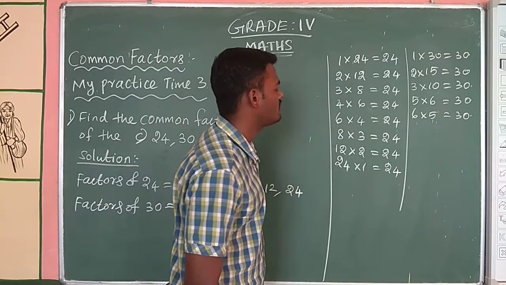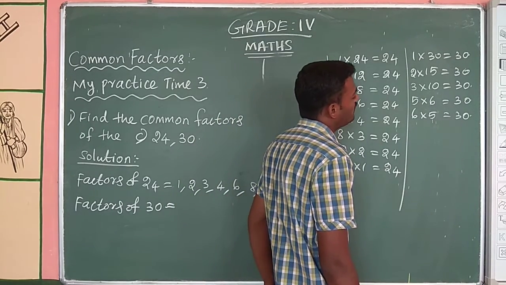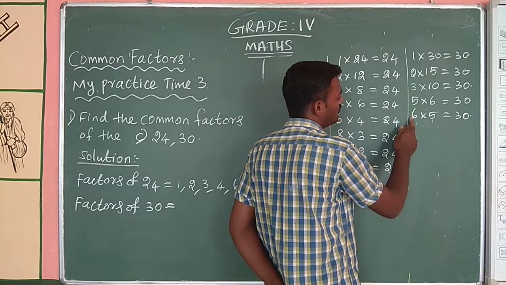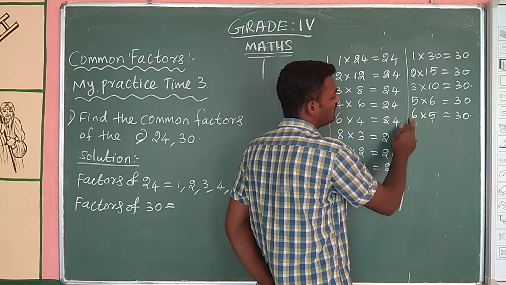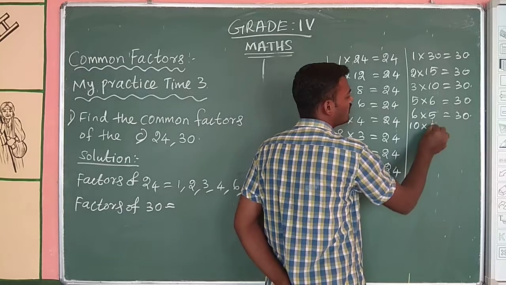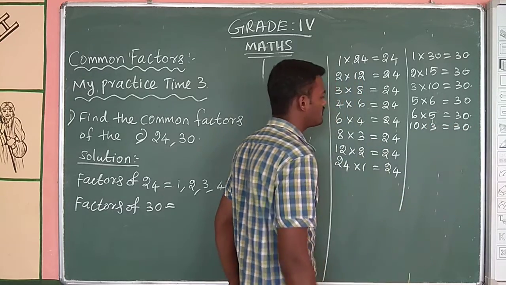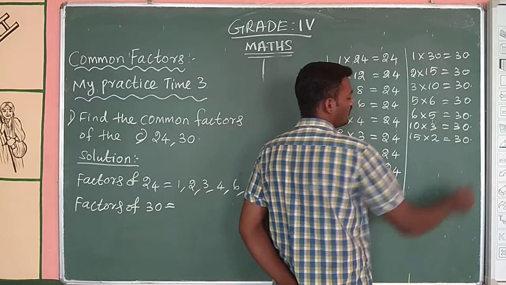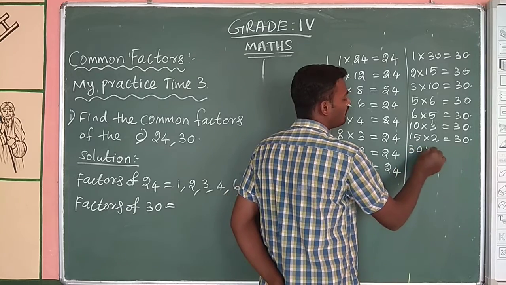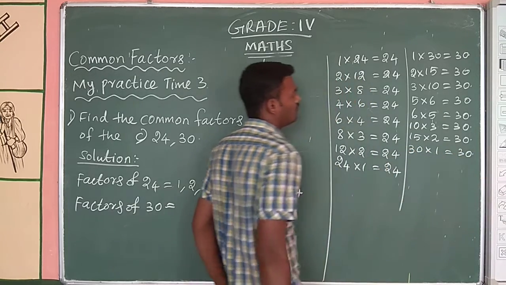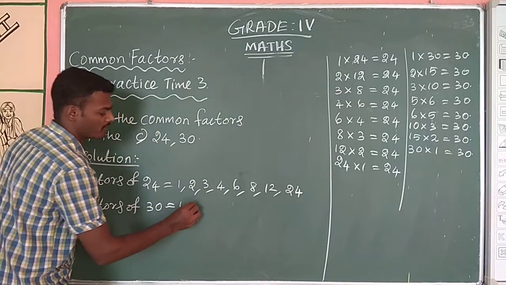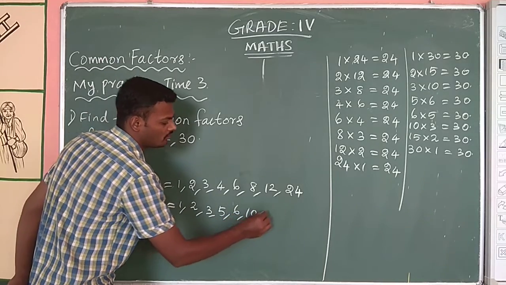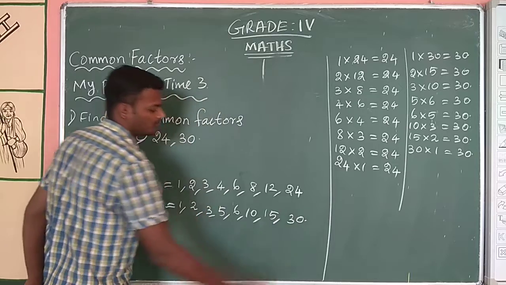Seventh table, eighth table, and ninth table: 30 is not in 7, 8, 9. Next one, 10th table, 10 3s are 30. Next, 15th table, 15 2s are 30. Next, last table, 30 1s are 30. So 30 comes in the first table, second table, third table, fifth table, sixth table, 10th table, 15th table, and 30th table.